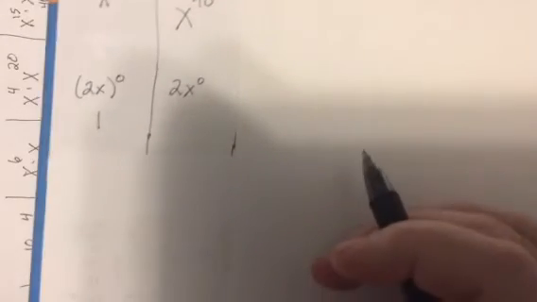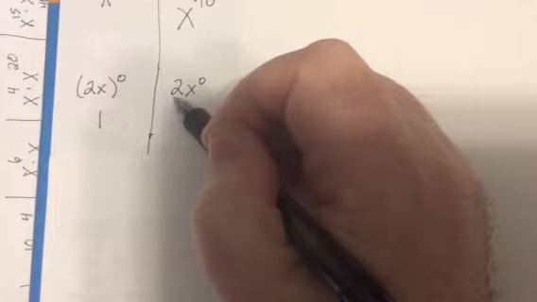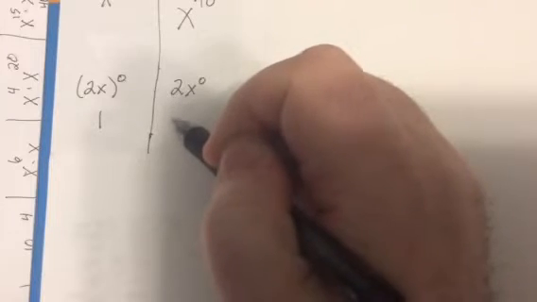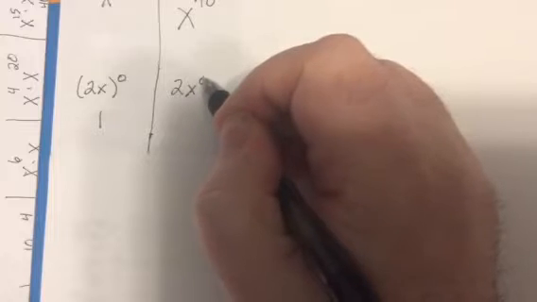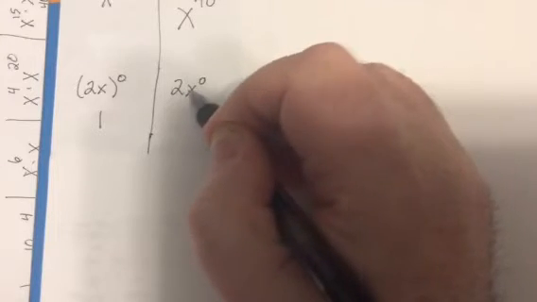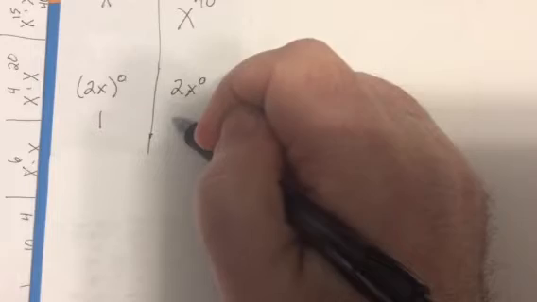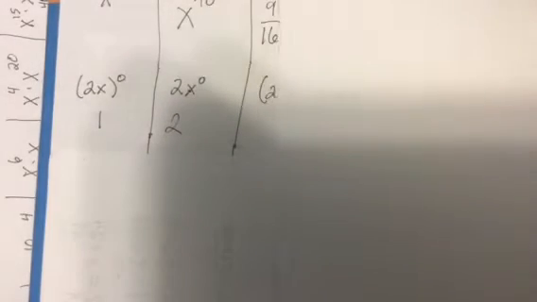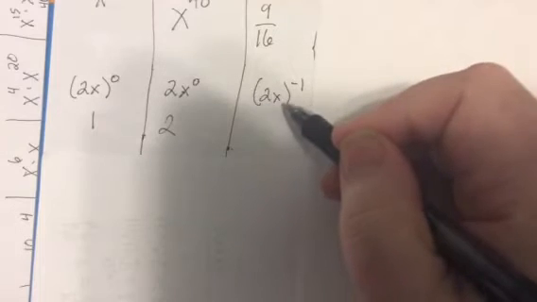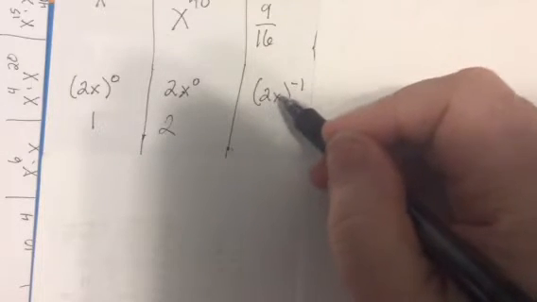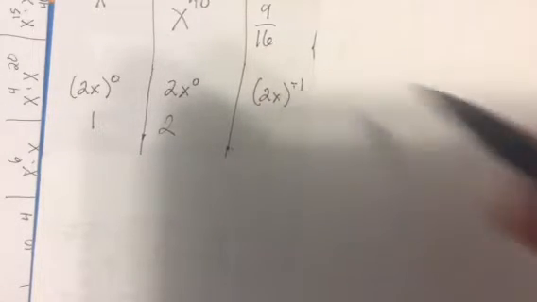Now notice, no parentheses. Now, did you do this problem? No parentheses, so only the x is affected by the 0 power. x to the 0 power is 1. 1 times 2 is 2. Tricky problems. Now, parentheses. So the whole thing is affected by the negative power.